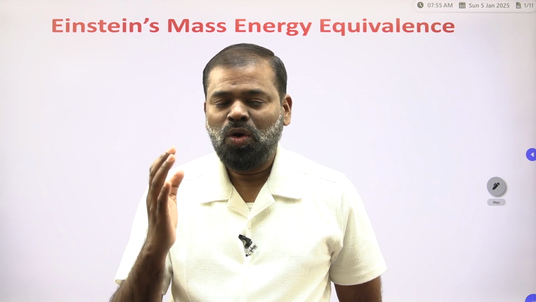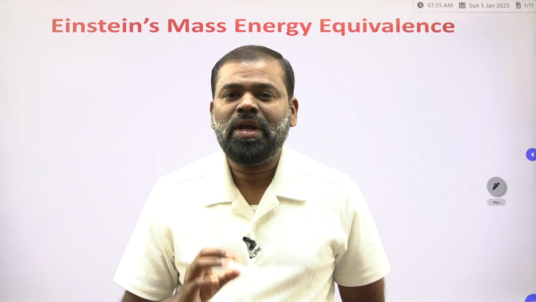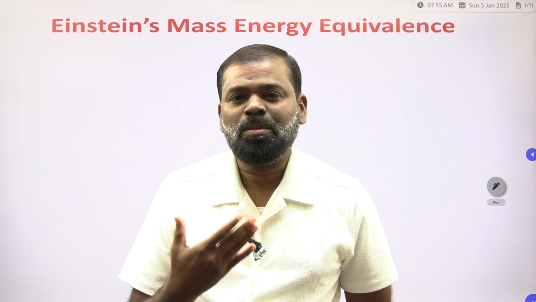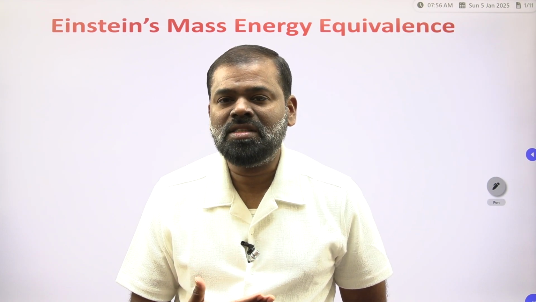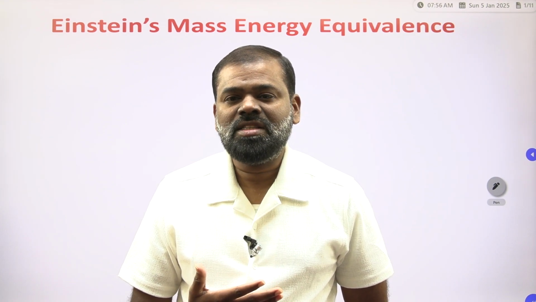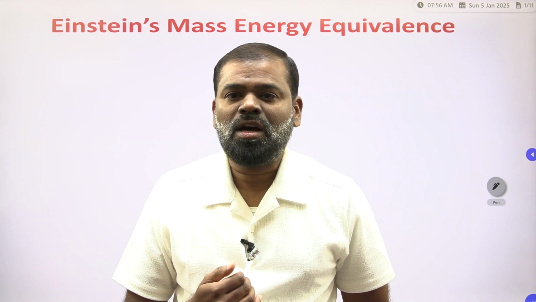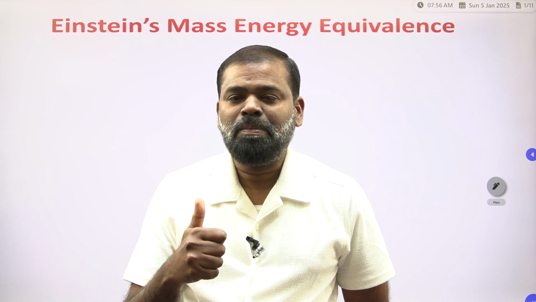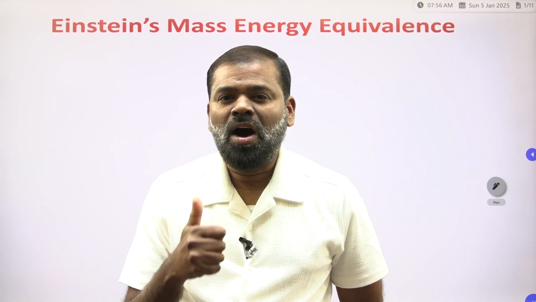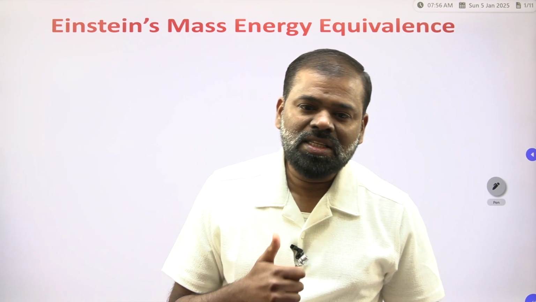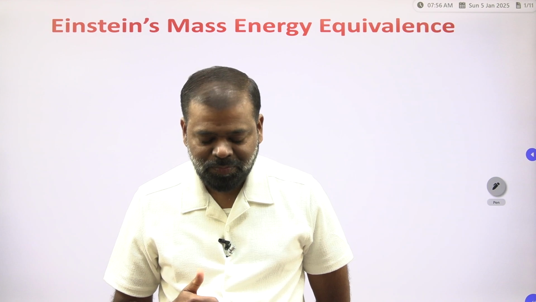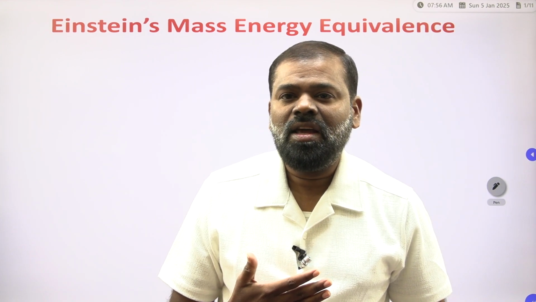Clear? So after the Lorentz transformation, we discussed Einstein's mass variance and Lorentz variances, and Lorentz invariance also we learned. Today we have to discuss something very important: Einstein's mass-energy equivalence equation, that is E is equal to mc square. It is a great discovery.